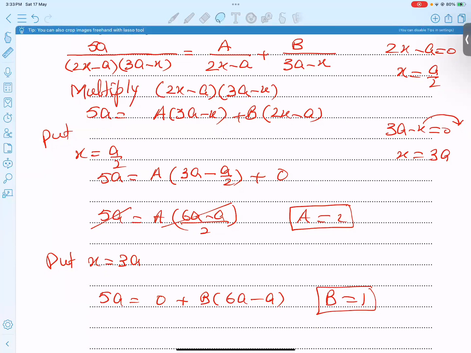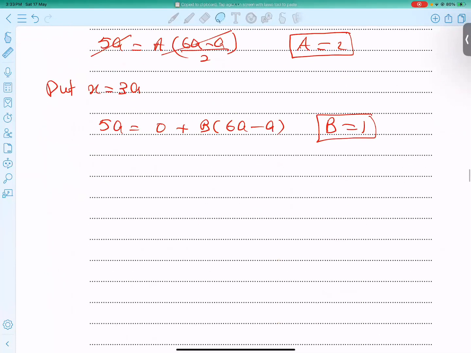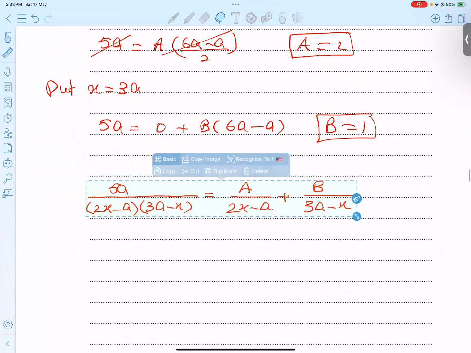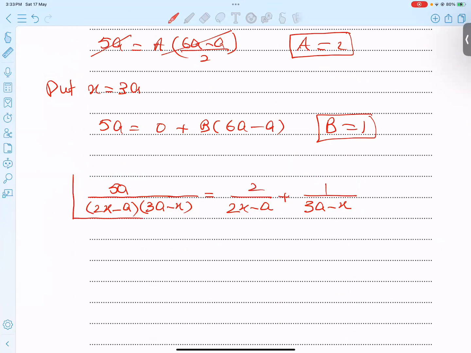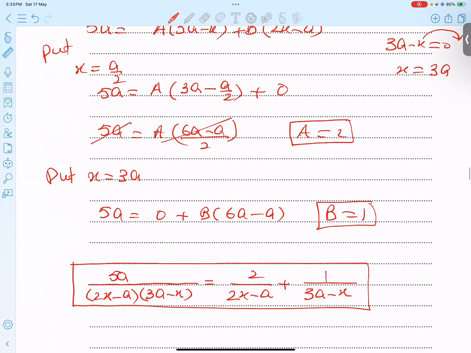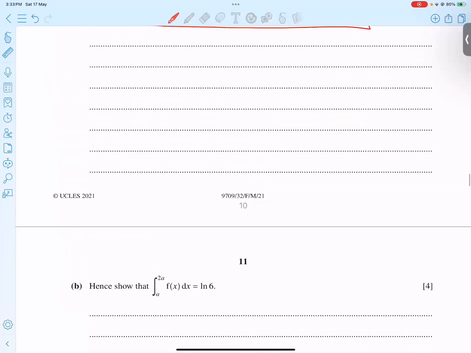I'm going to copy the top expression, copy, and I bring it down. And this is my plan to write finally the A and B values. A value is 2, B value is 1. This is my final answer. So I hope so, students, this part is very clear. It has a second part even. So let's go for the second part.